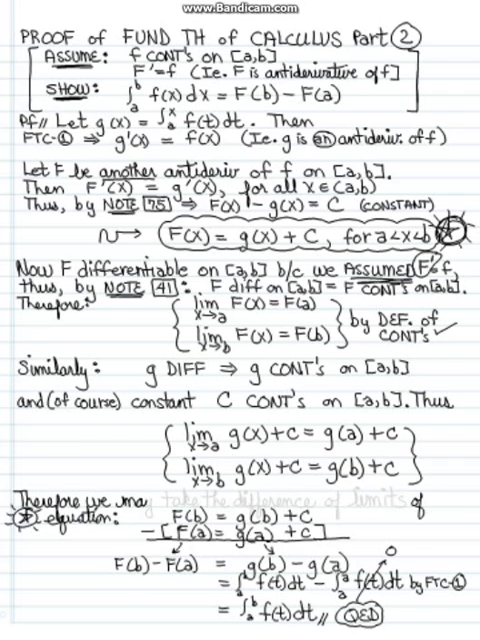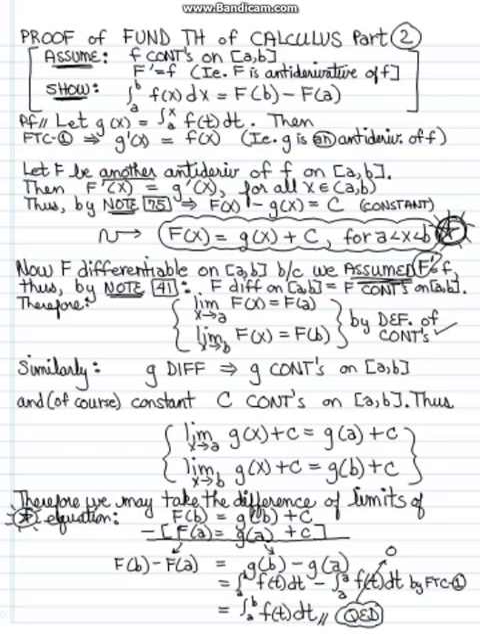Therefore, we may take the difference of these limits and go back to the star equation. We get F of b equals g of b plus c, and subtract capital F of a equals g of a plus c. And that will give us, on the left, F of b minus F of a. On the right, it gives us g of b minus g of a because the c's cancel.